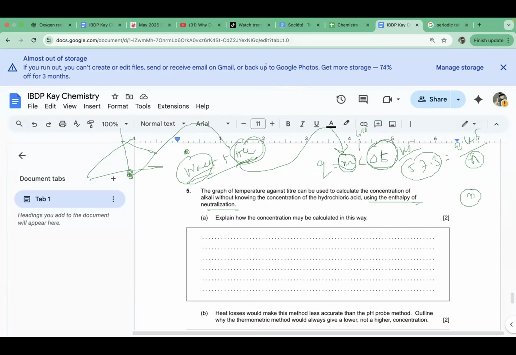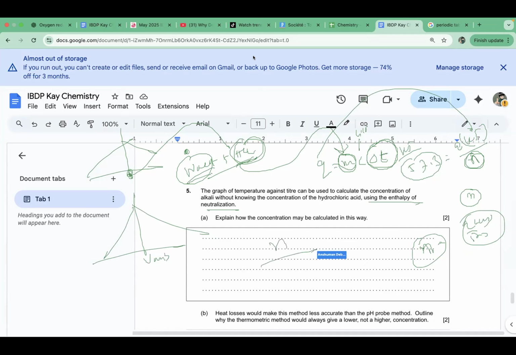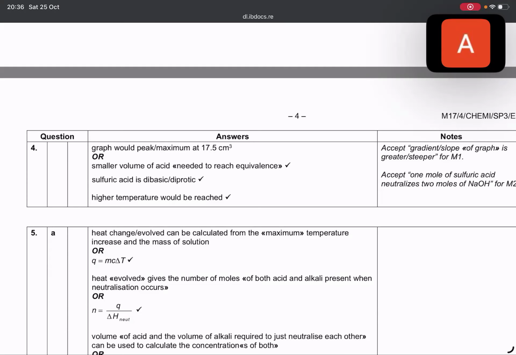That is equal to what? Q divided by n, Q in kilojoules, right? We know the Q in kilojoules from here. We can get the number of moles. We can divide Q in kilojoules by 57.3. We get the number of moles. Once you get the number of moles, we know the volume of the endpoint, right? We are getting it from the graph, V centimeter cube. So what we do? Number of moles divided by the volume of the HCl, convert into decimeter cube. We get the concentration. That's the way we do that.